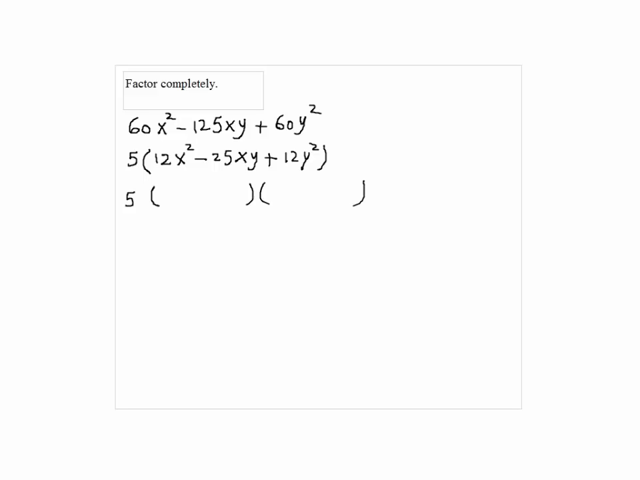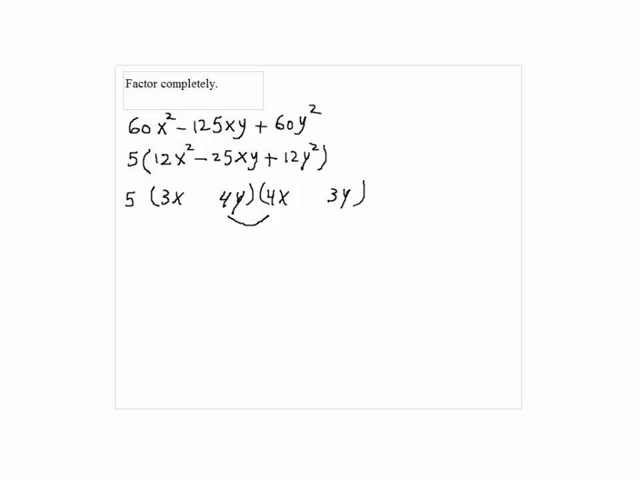I would get 5 times 12 gives me 60, so it would be 12x to the power of 2 minus 5 times 25xy, and here would be again 12y squared. Now we factored this, but we haven't factored completely, so we have to open two parentheses here.